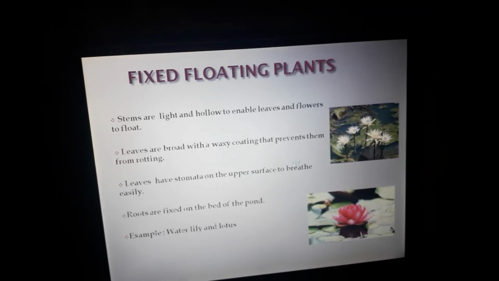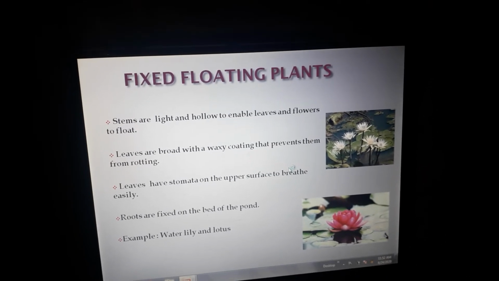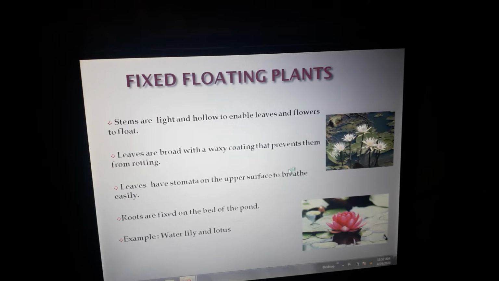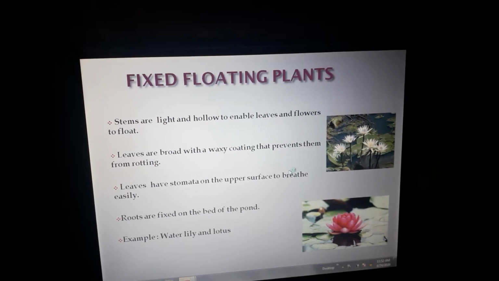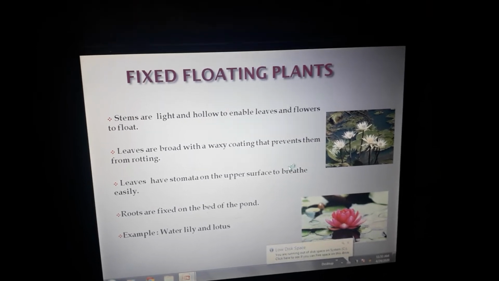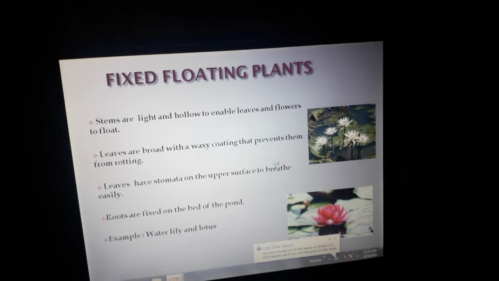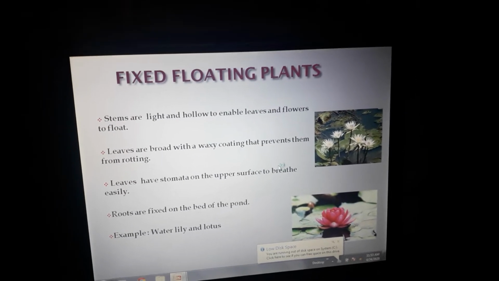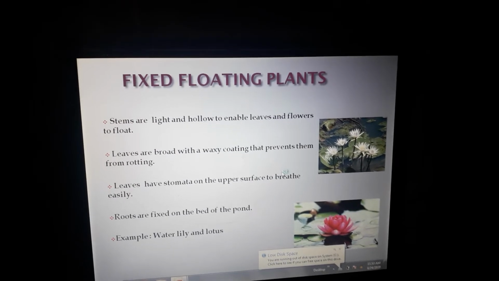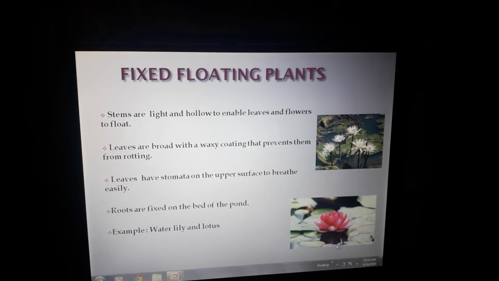Let's read out their adaptations. The stems of these plants are light and hollow to enable leaves and flowers to float. Leaves are broad with a waxy coating that prevents them from rotting. Leaves have stomata on the upper surface to breathe easily.